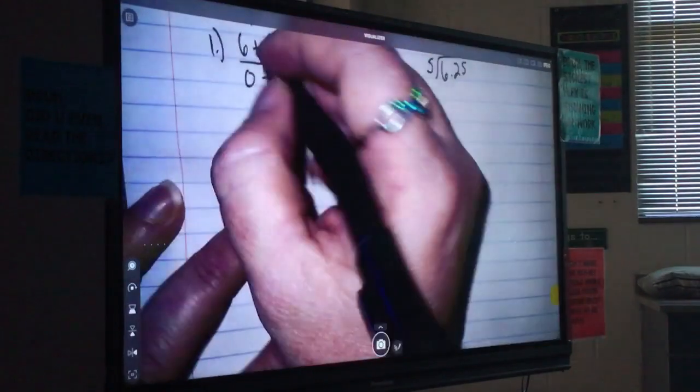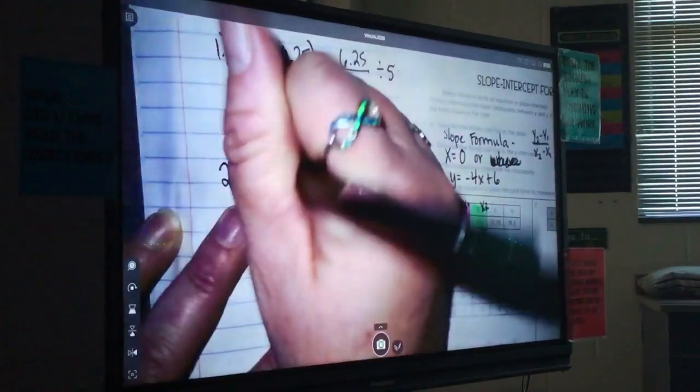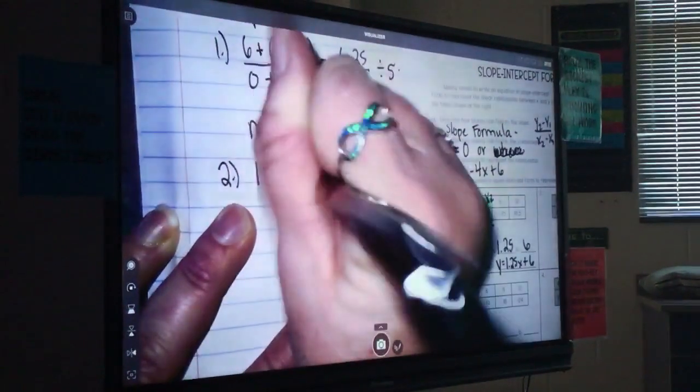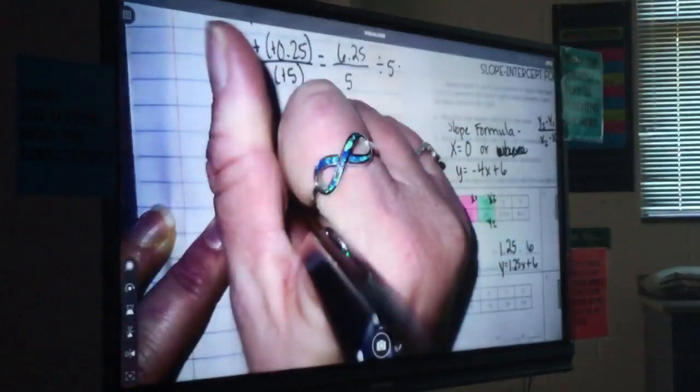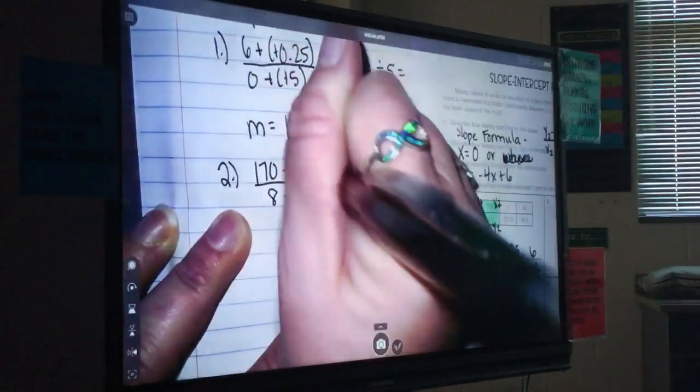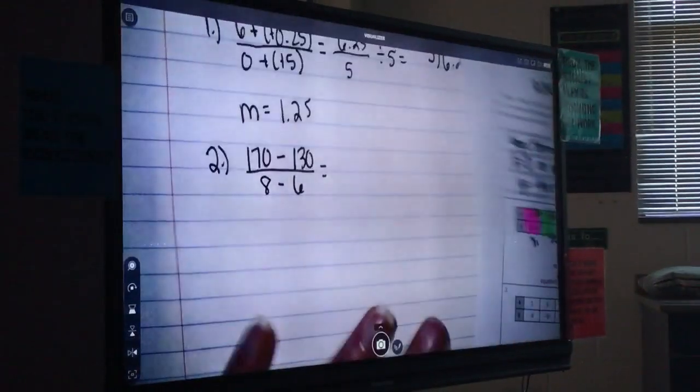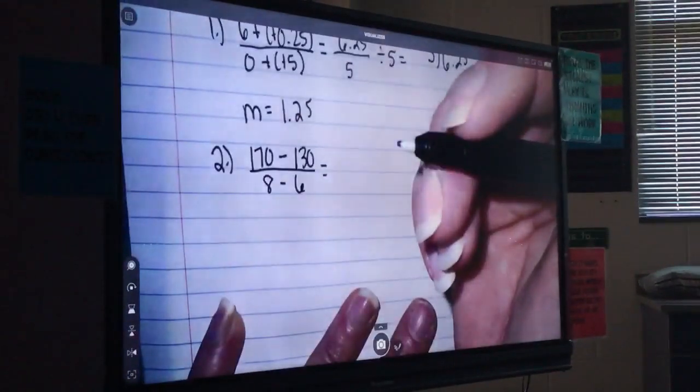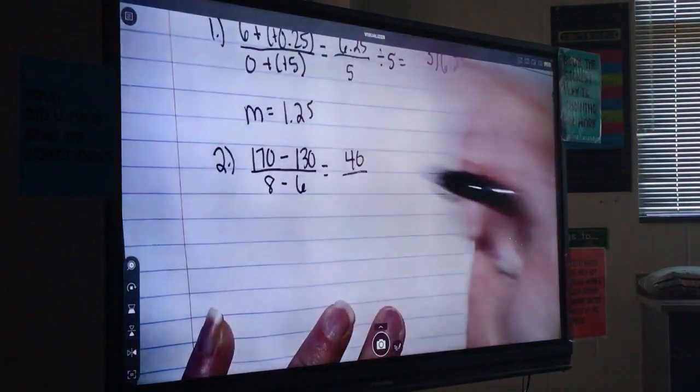Okay, fair enough. All right, so we have 170 minus 130, and then we have 8 minus 6. So when I do 170 minus 130, what do I get? 40. No, it's not 140.